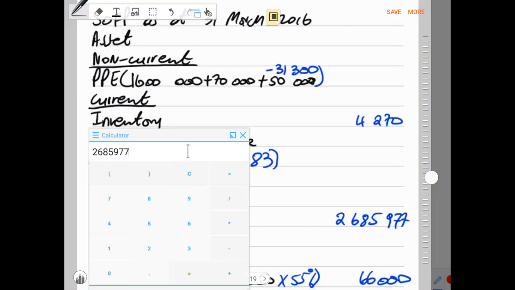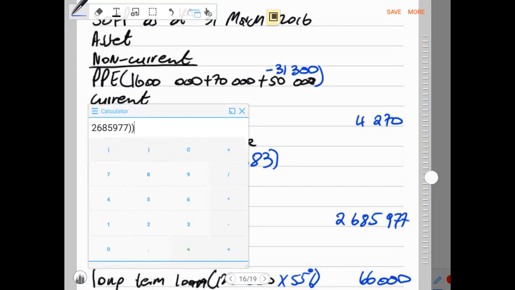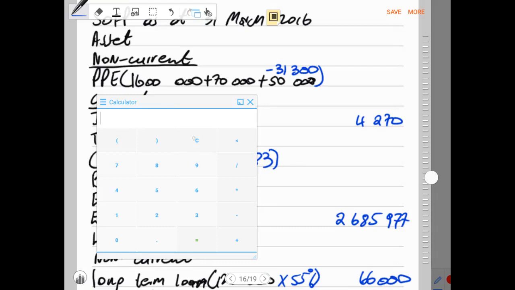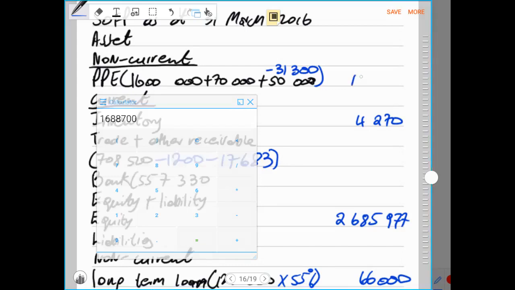now record all other assets and liabilities, starting with the property, plant and equipment items. 1,600,000 plus 70,000 rands plus 50,000 rands less 31,300. That will give us 1,688,700 rands. So now we draw a line there. It is 1,688,700.